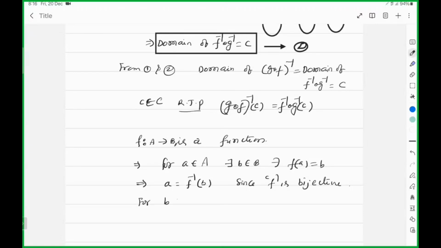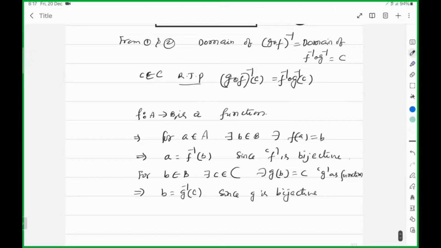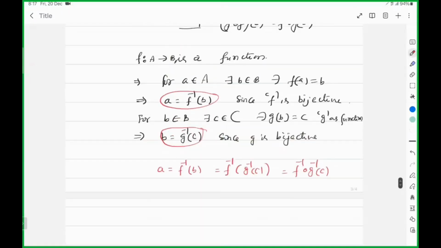Similarly, for b belongs to B, there exists c belongs to C such that g of b is c, since G is a function. Now I can write b as g inverse of c, since G is bijective. So here I have two relations, one is this, other is this. From these two, a is f inverse of b. In place of b, g inverse of c. It is F inverse circle G inverse of c. So I got this part.